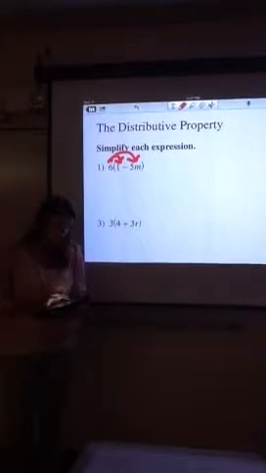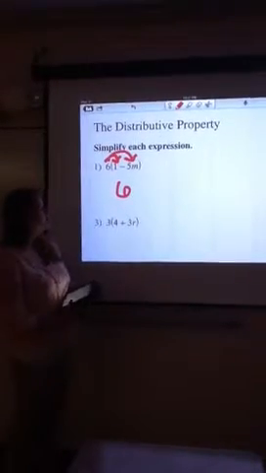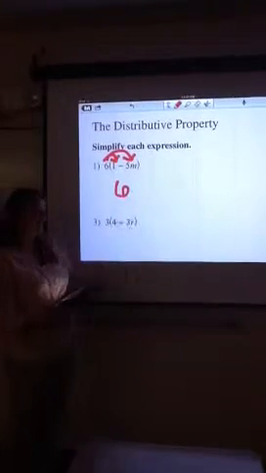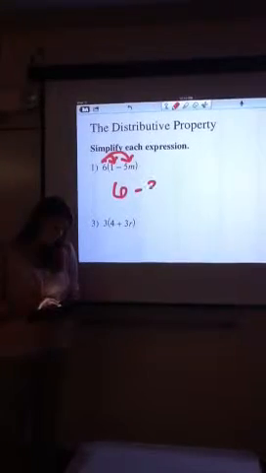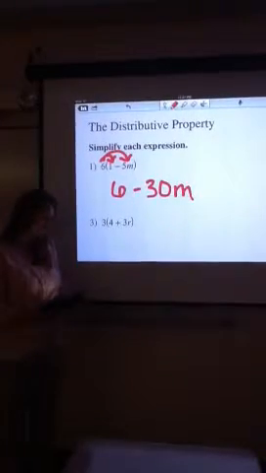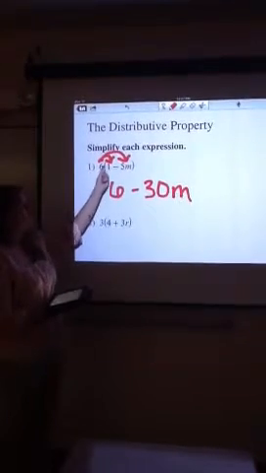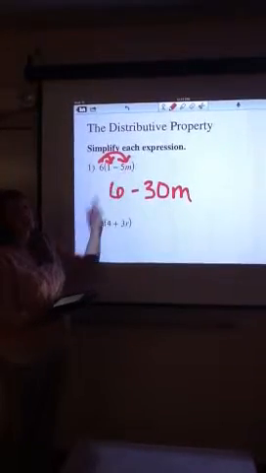So first I have 6 times 1, which is 6. And then I have 6 times, this is like a negative 5m. 6 times 5 is 30, so I have a negative 30m. And we've simplified this by distributing the 6 into both of the terms inside the parentheses.